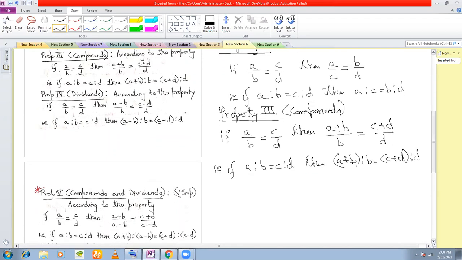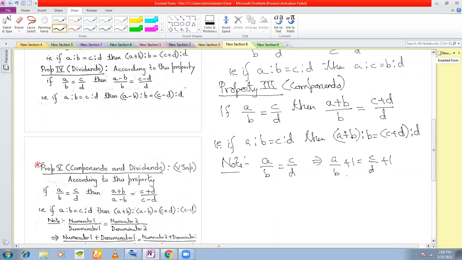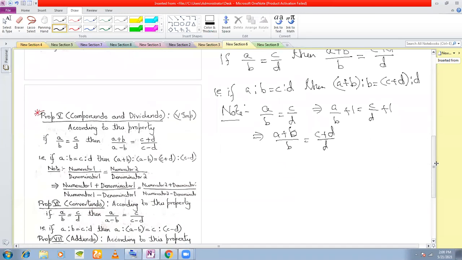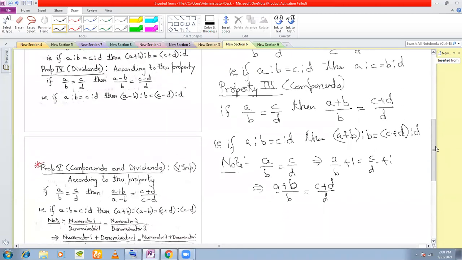And the proof of this is also very simple. You can just take it as a note. So if A by B is equal to C by D, this proportion is given to you, you can add 1 to both sides, right? And then take the LCM. You'll get A plus B by B is equal to C plus D by D, right? So that's as simple as this. Next property is called dividendo. Okay, dividendo.